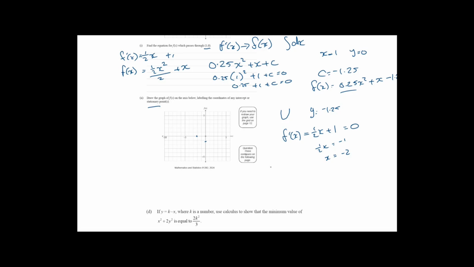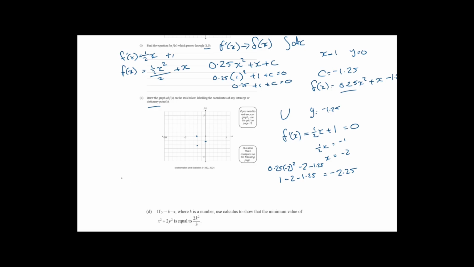Now that we've got that, we'll put negative 2 into our original equation and find out what y is. So 0.25 times negative 2 squared, plus minus 2, minus 1.25. So 0.25 times 4 is going to be 1, minus 2, minus 1.25. It's going to be minus 2.25. So the turning point is at minus 2, minus 2.25. So we know two of the points it's going to go through: the turning point and the y-intercept. Now we need to find the roots.